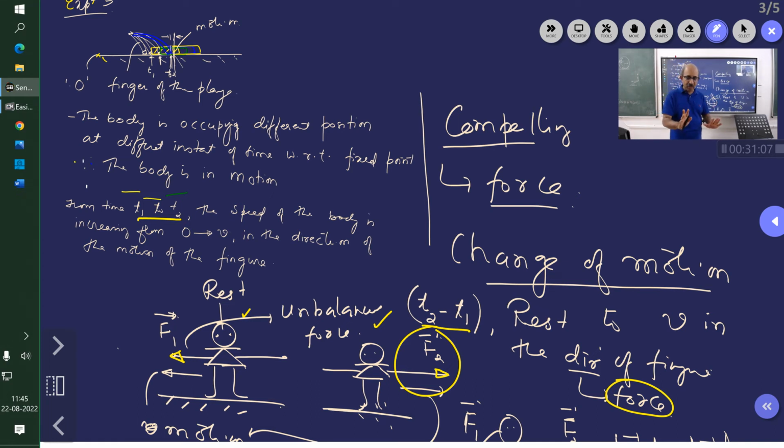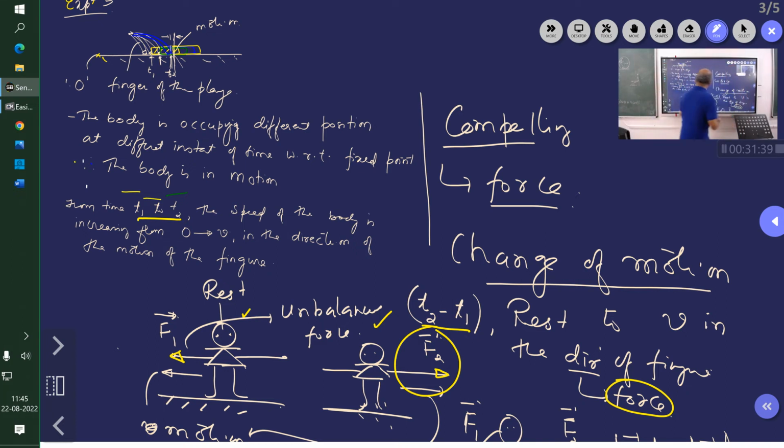Its motion change here means what? Its speed increased from 0 to v in a time interval delta t, in the direction of the motion of the finger, or in the direction of the force applied by the finger. This is what we have understood from this experiment number 3. Okay, students, is it clear? Now we will proceed with experiment number 4.